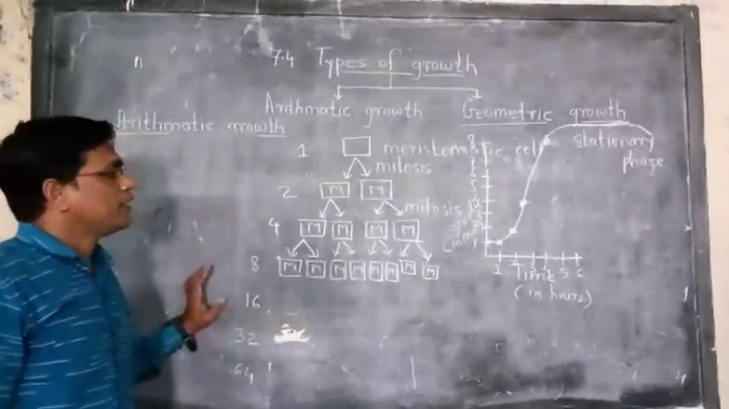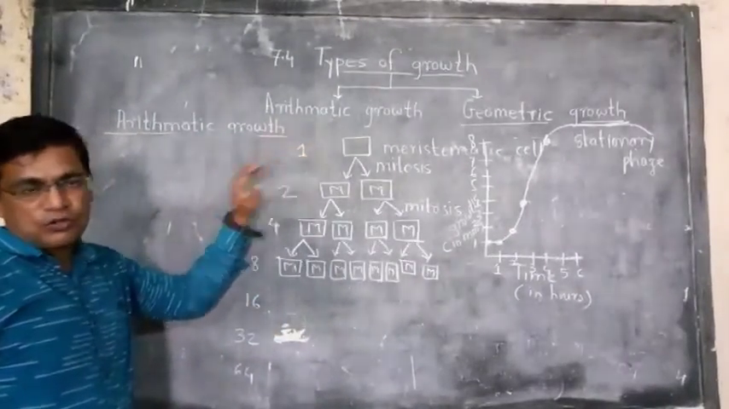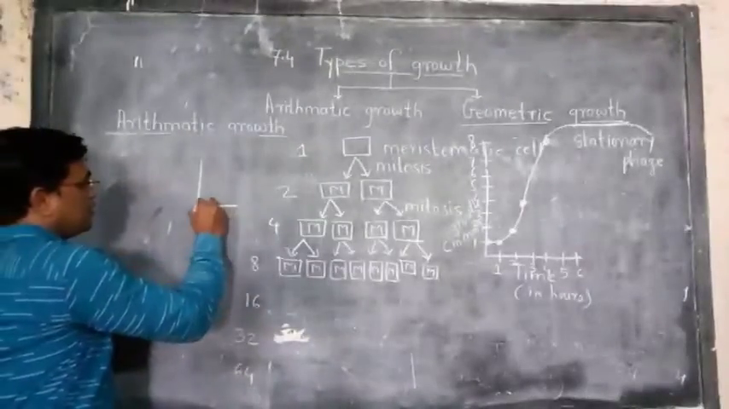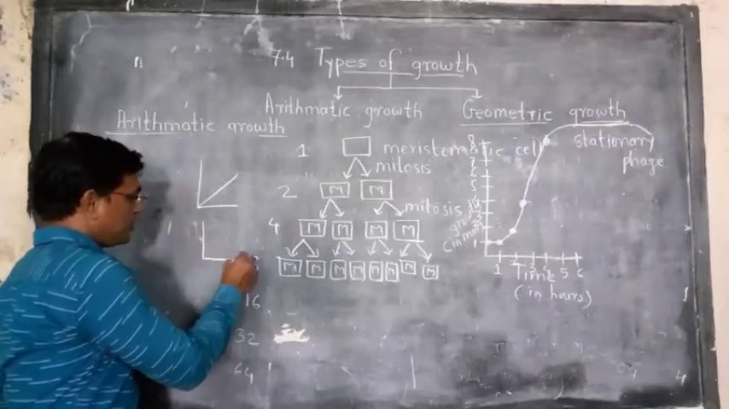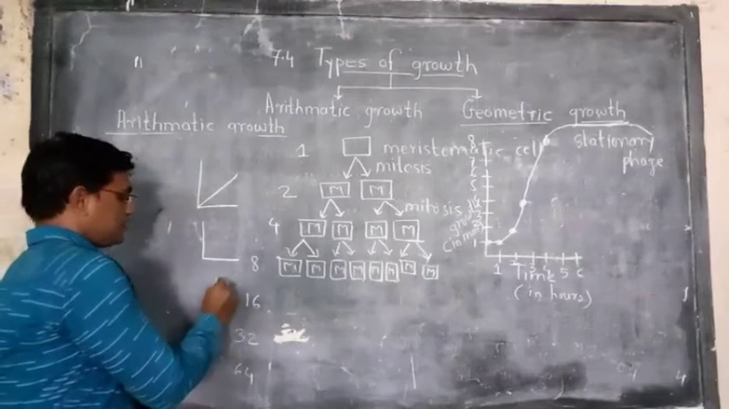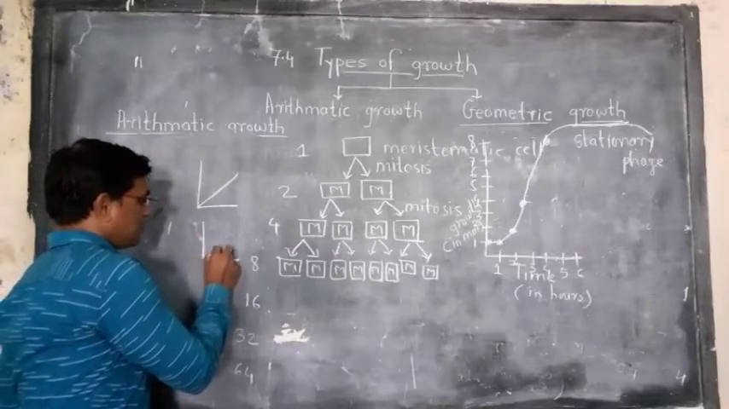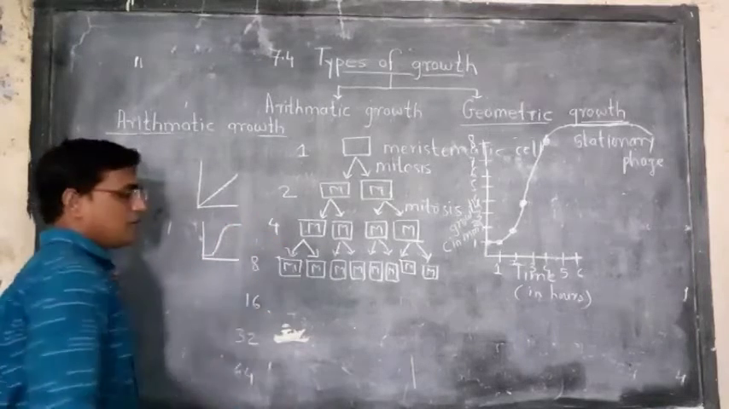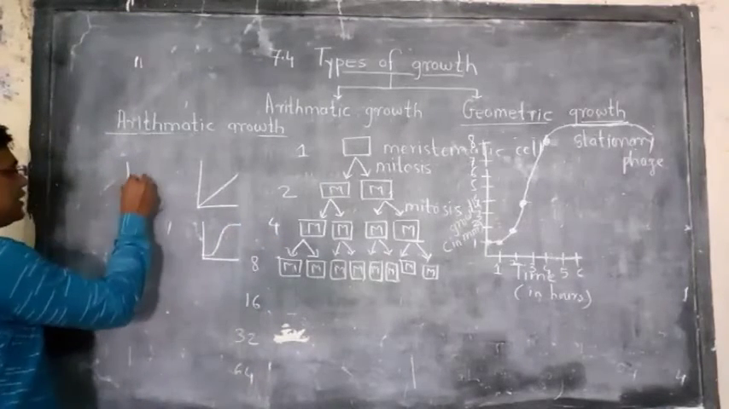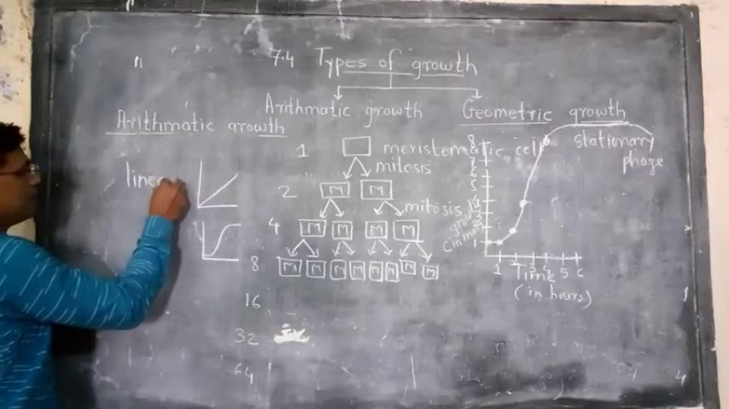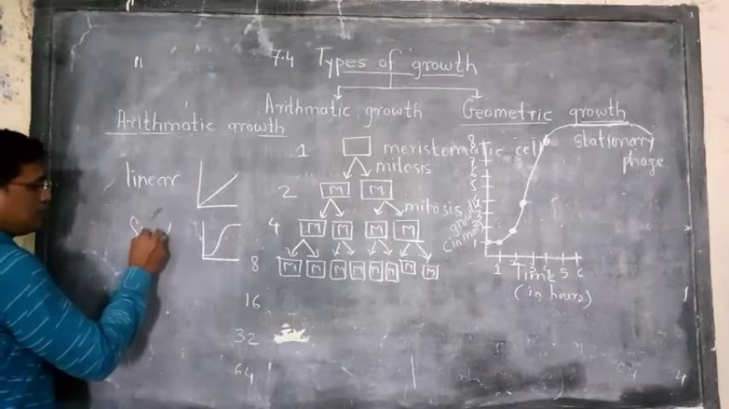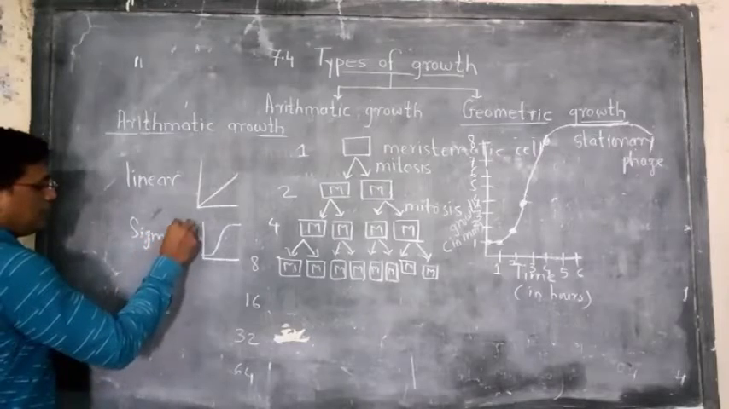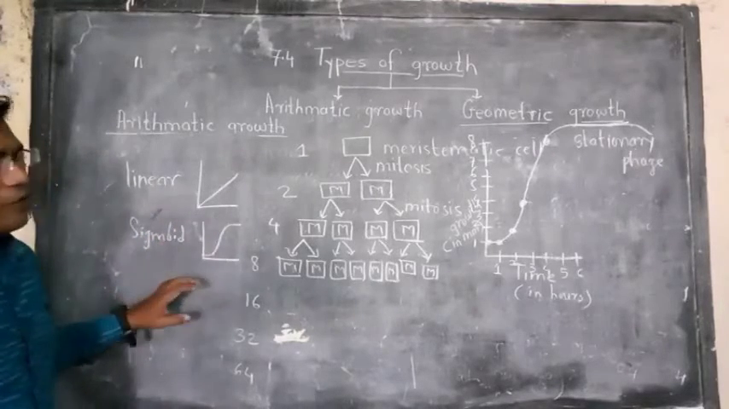In this way, in the case of arithmetic growth we get a linear graph, while in the case of geometric growth we get a sigmoid graph. This is linear in arithmetic, and in the case of geometric it is sigmoid.